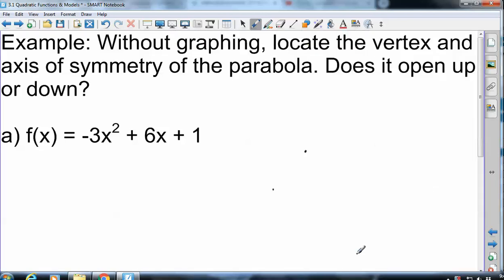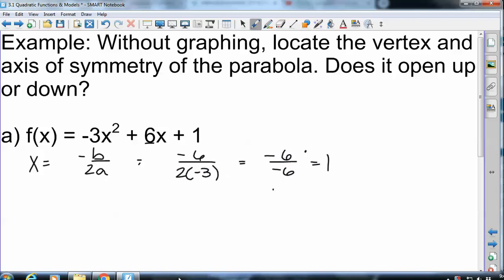Talking about here. So without graphing, how would I locate the vertex in this? Starting with negative b over 2a, the opposite of b over 2a. So my b is 6. I get the opposite of 6 over 2a is negative 3. And we get 1.